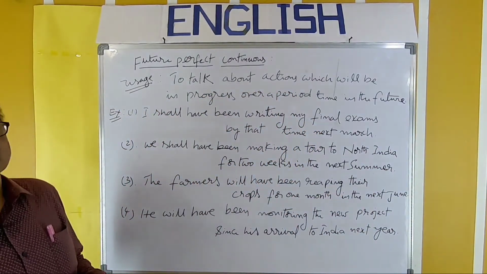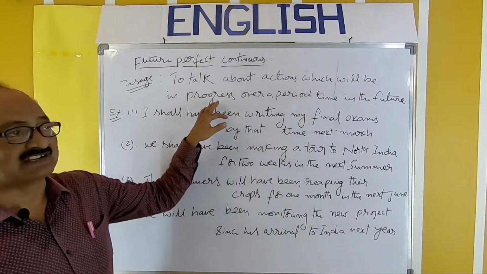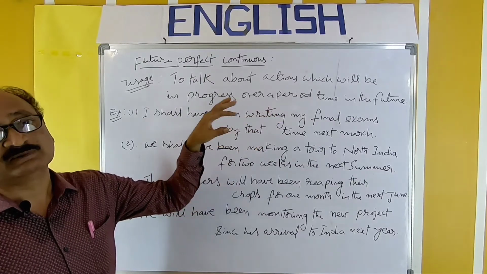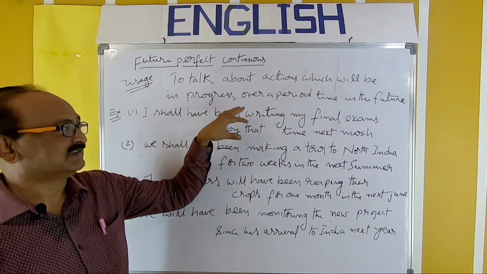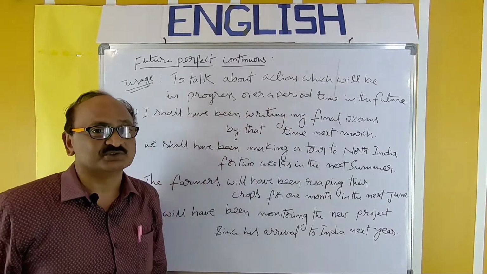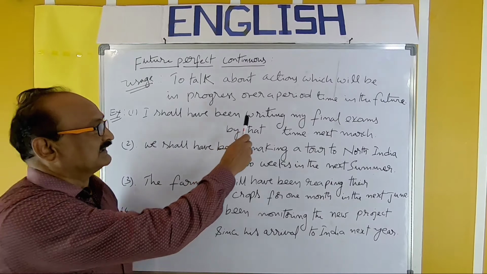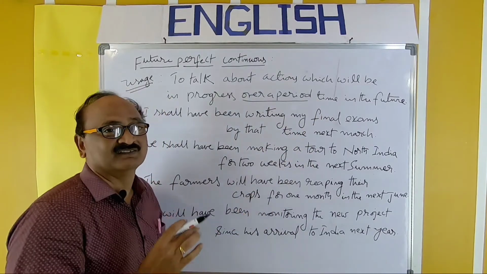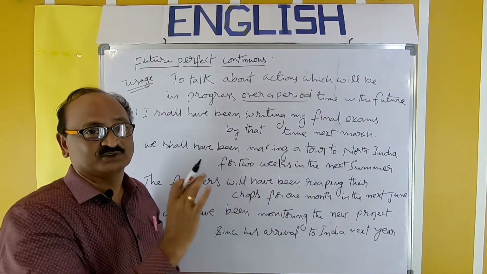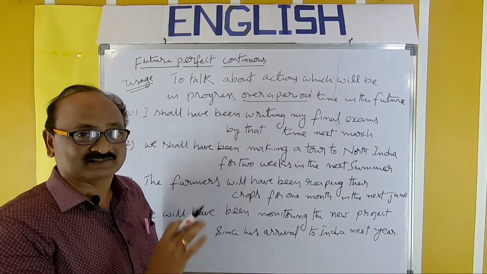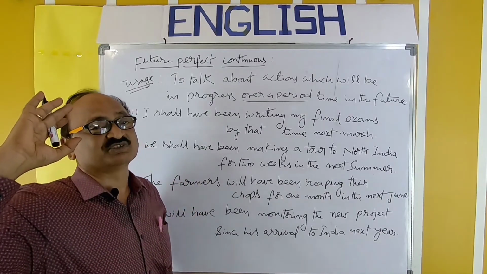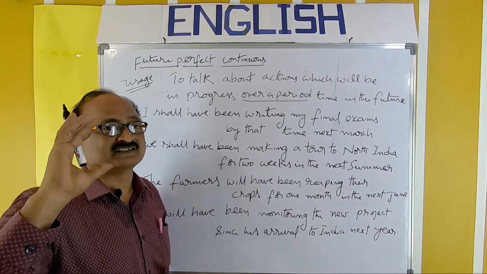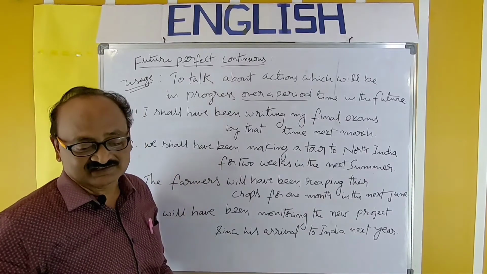So to talk about actions which will be in progress, that will be going on, will be in the process over a period of time in the future. So for that action over a period of time, you should observe it, maybe 1 month, 1 week, 2 days, a few hours, something like that. But not now, at some future time, that action will be in progress over a period of time, over 1 month, over 10 days or something like that. Look into the examples.